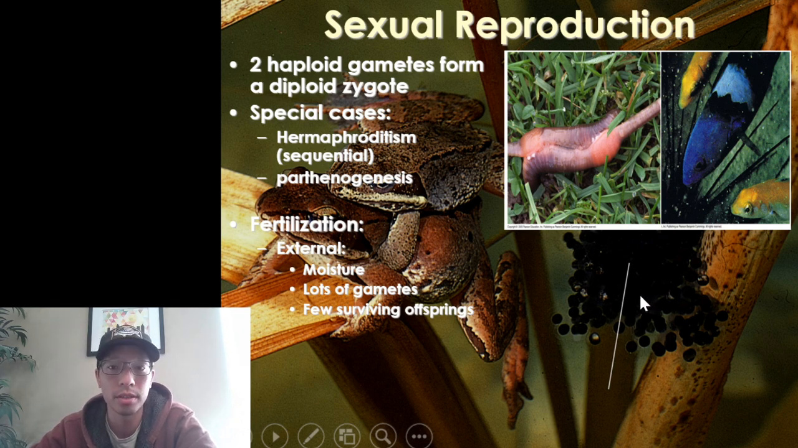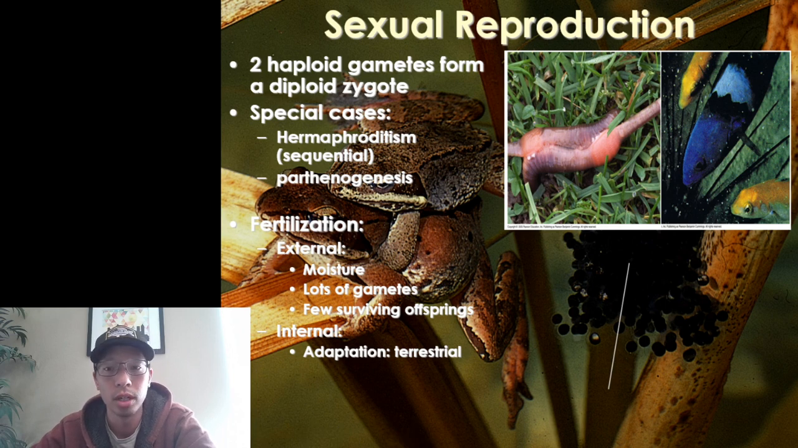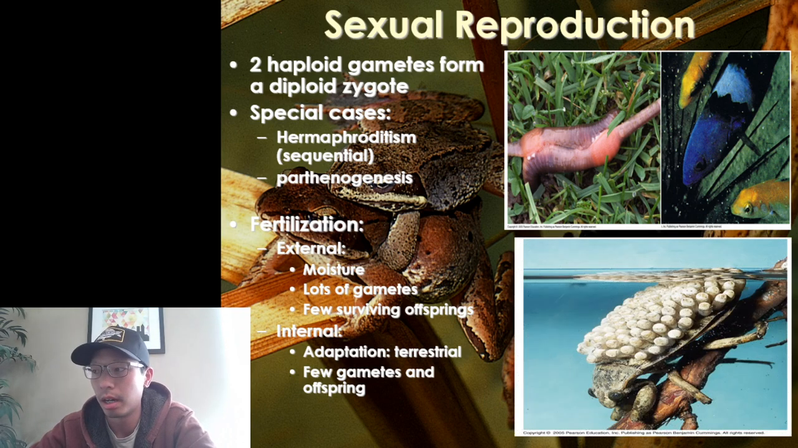Now the trade-off is that it's externalized. Once the eggs are laid, the parents can't do too much to protect them, so there are going to be fewer surviving offspring. On the flip side, you have internal fertilization, and that's an adaptation to land. When you go onto land, remember, water is harder to find, and eggs can dry out. So one strategy is to have fertilization take place inside, and that keeps the eggs and the sperm from drying out, and you end up having a better chance of survival. The trade-off there is that you're going to have fewer gametes and fewer offspring, because it takes more energy and more parental care. So we see that as animals evolve onto land.